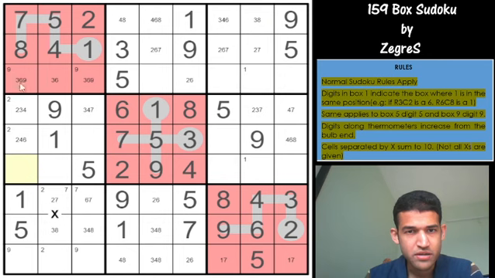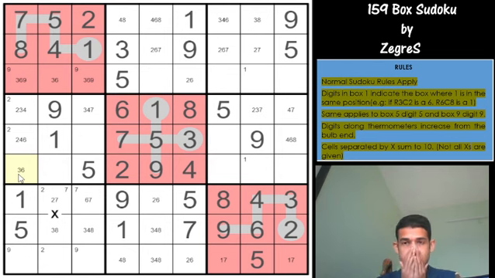Look at this cell. Can't be 1, 5, 7, 8, 9. So 2, 3, 4, 6. This is 3 and 6. You have 2 and 4 here. So that's 3 and 6.